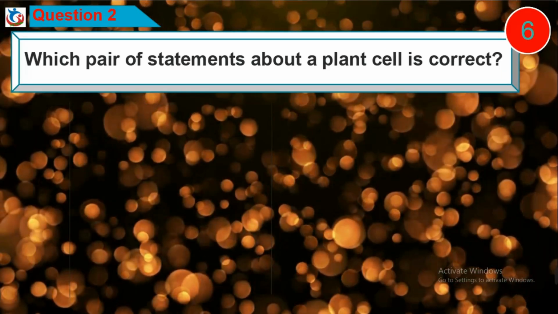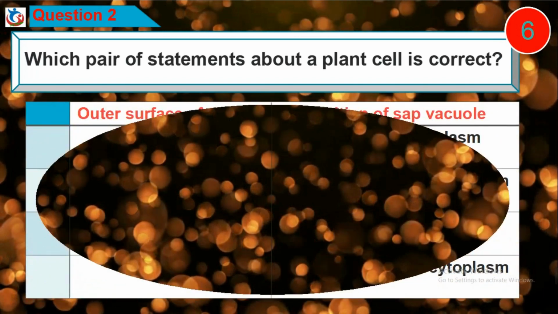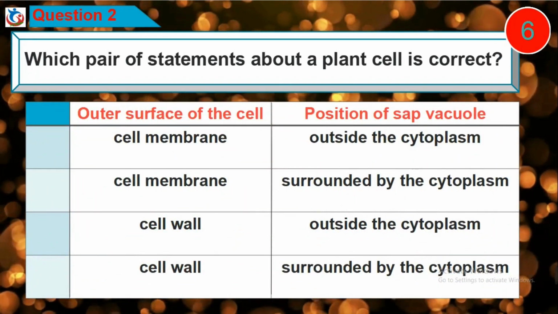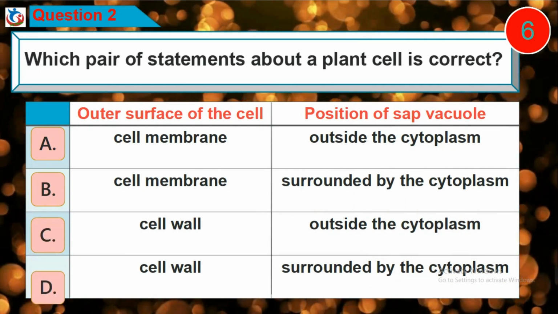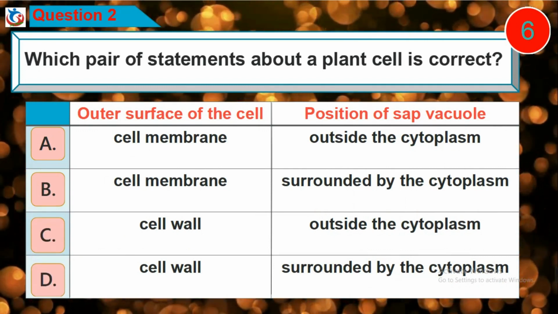Question 2. Which pair of statements about a plant cell is correct? Is it option A, B, C, or D?